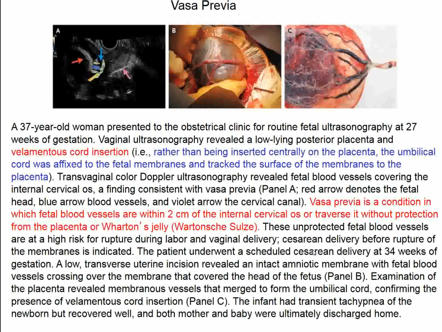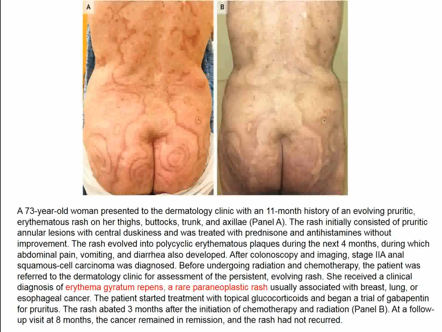In this snapshot in the New England Journal, we see an example of vasa previa, which is a condition in which fetal placental vessels are within 2 centimeters of the internal cervical os. You'll remember placenta previa is this in worse. And if this is present, then a C-section is indicated, and this is an example of vasa previa, but the infant did well. And this is the lady from last week that had erythema gyratum repens. This is a paraneoplastic rash, and indeed she had a gastrointestinal tumor, and when the tumor was removed, the rash slowly went away.